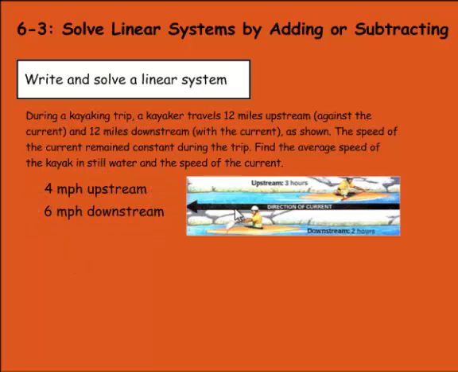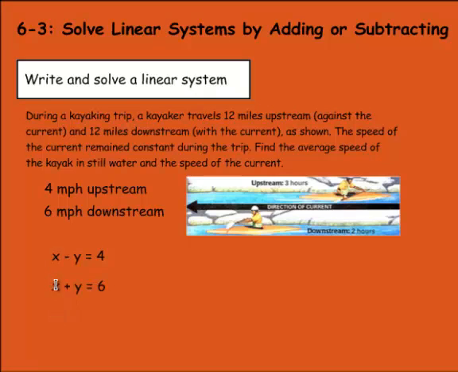We don't know the speed of the kayak in still water. We also don't know the speed of the current. But I do know that the speed of the kayak in still water, x, minus the speed of the current, which could be y, equals 4 miles per hour. That would be the upstream one. The speed of the kayak minus the speed of the current equals 4. Then I also know that the speed of the kayak plus the speed of the current equals 6, because that's how fast we're going downstream. So by solving this linear system, we can get this figured out.